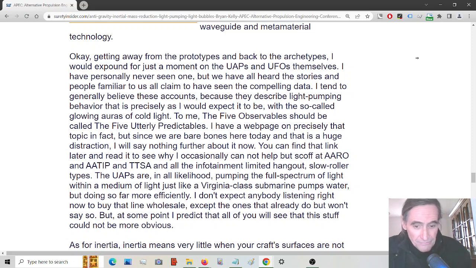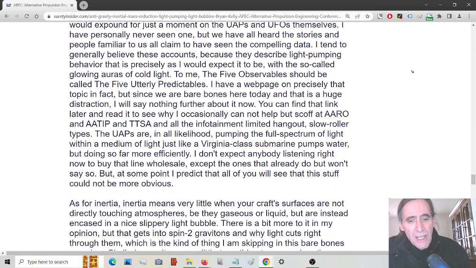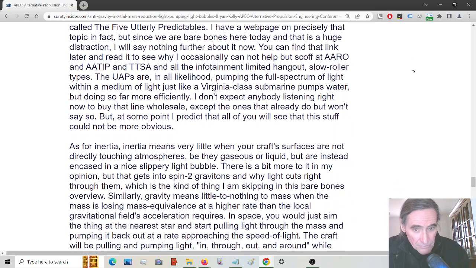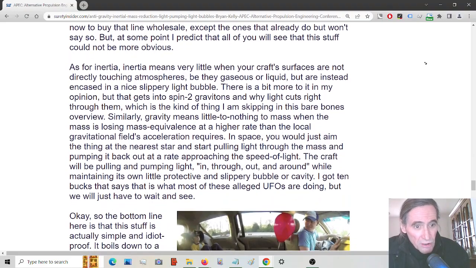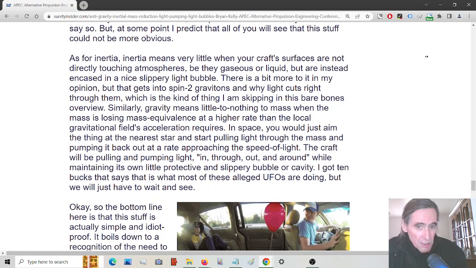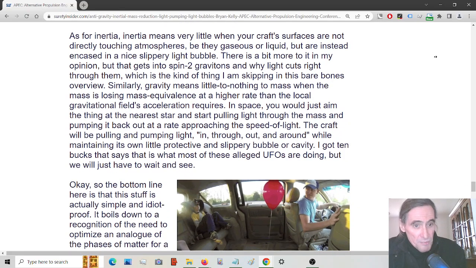But at some point, I predict that all of you will see that this stuff could not be more obvious. As for inertia, inertia means very little when your craft's surfaces are not directly touching atmospheres, be they gaseous or liquid, but are instead encased in a nice slippery light bubble. There's a bit more to it in my opinion, but that gets into spin 2 gravitons and why light cuts right through them, which is the kind of thing I am skipping in this bare bones overview.